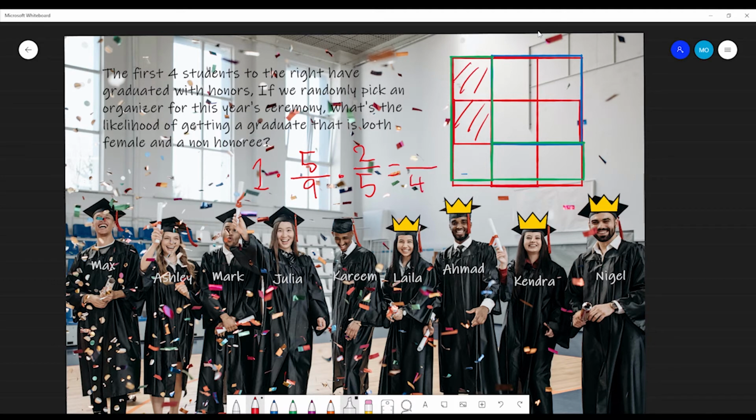So it should be 10 over 45, which is the same thing as 2 over 9, which you can verify visually because only Julia and Ashley. Let me get a proper shape. I don't know what shape will pop up. Yeah, it's a square. So it's 2 out of 9 to be both female and a non-honoree.